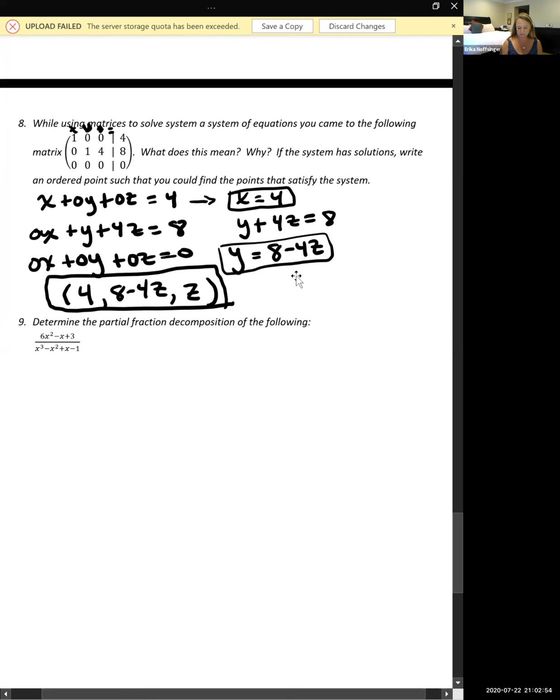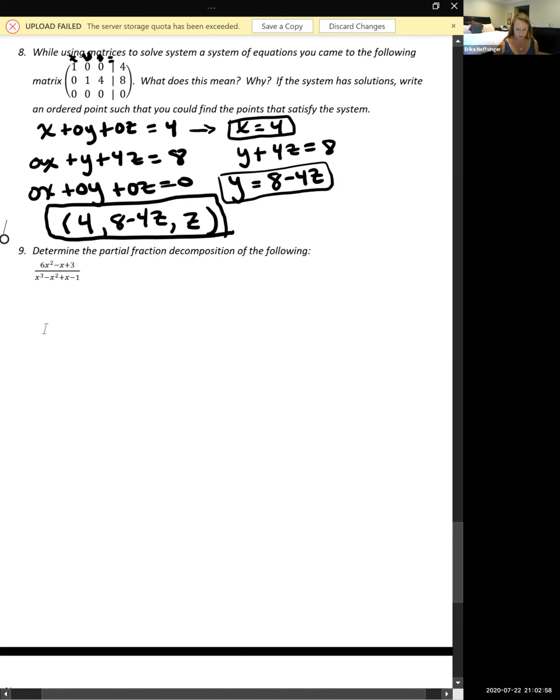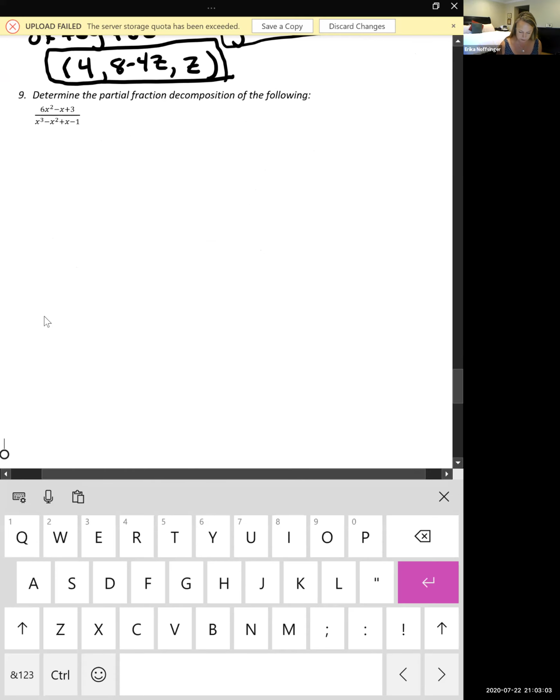Okay, so partial fraction decomposition. I'll give myself more room.